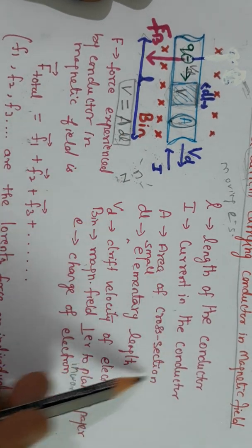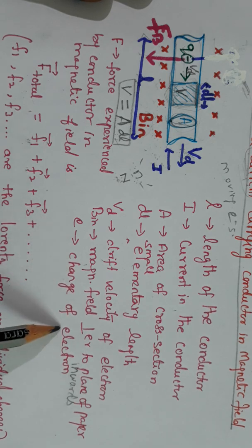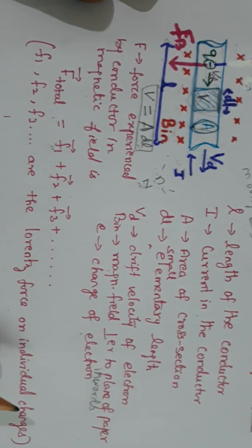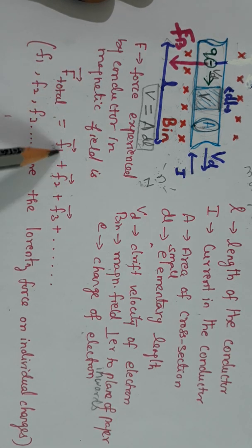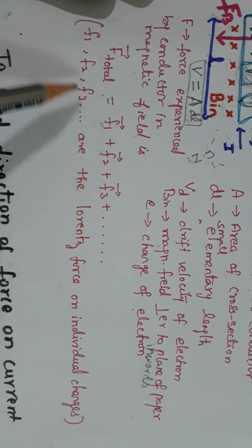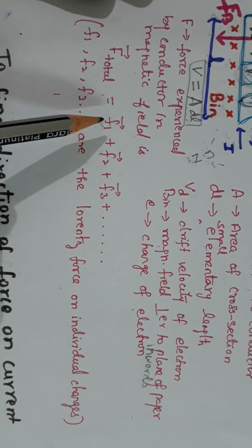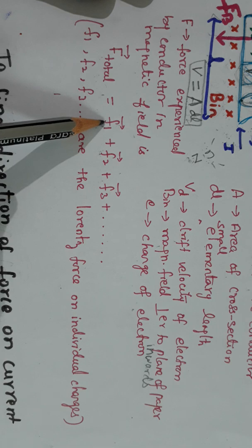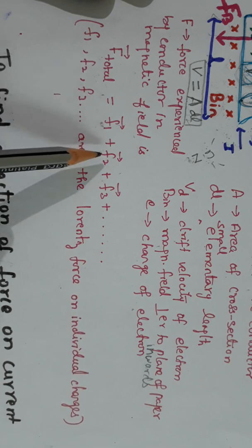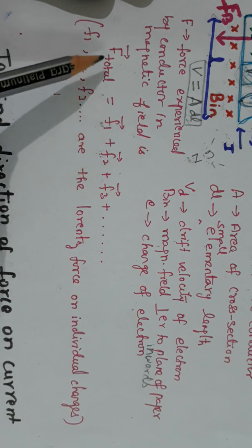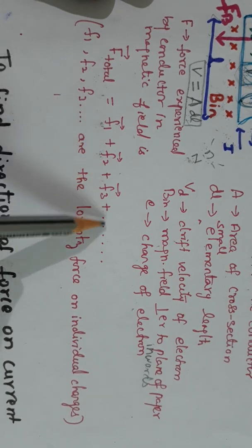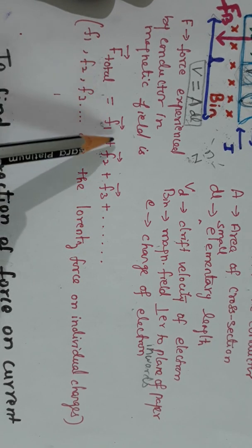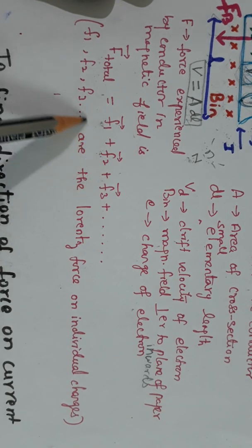Now all these we have written here. e is the charge of the electron. You have to note it down children in the description. So we will calculate the force experienced by the conductor in the magnetic field. F total is equal to F1 vector plus F2 vector plus F3 vector, etc. What are these F1, F2, F3 and so on? F1 is the magnetic Lorentz force on the first electron in the magnetic field, and F2 is the magnetic Lorentz force on the second electron. So the total force is the sum of the Lorentz forces of the individual charges, right?